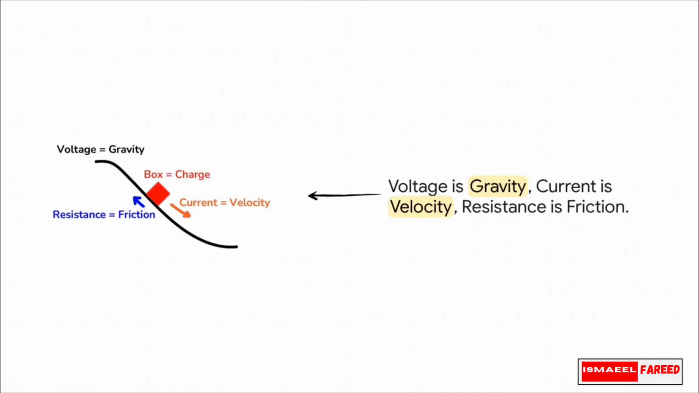And finally, the friction between the box and the ground, which slows the whole thing down, is our resistance. Think about it. If you make the hill steeper, which means increasing the voltage, the box moves faster, so current increases. If you make the ground rougher, increasing the resistance, the box slows down and current decreases. It is just a perfect way to visualize Ohm's law.